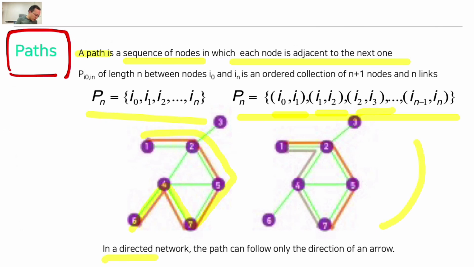In the directed network, the path can follow only the direction of an arrow, right? The direction is given something like this, and it is not possible to go in this direction. So you need to stop here, or go to another direction.